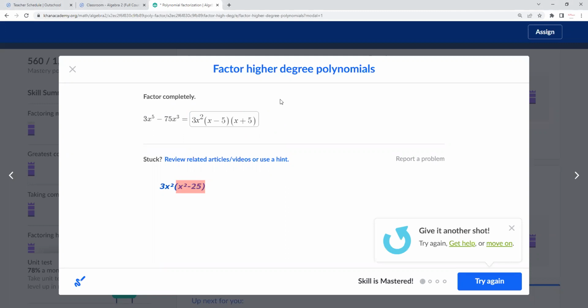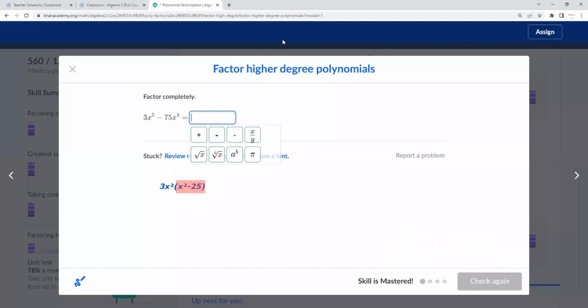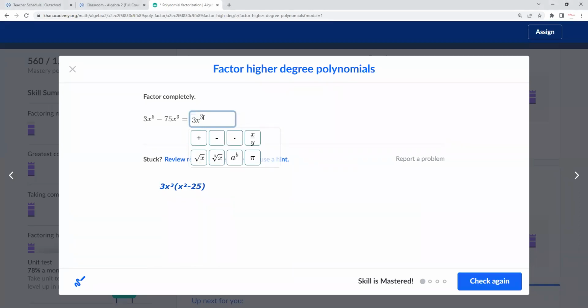I may have messed up. Okay, let's actually take a step back. I can see where I went wrong. Sorry, this is x to the third. I should have taken out an x to the third. That's what they have in common. What do I have left? x squared minus 25. So basically I took out the wrong GCF. So let me retype my answer. It was very close. That happens. x minus 5, x plus 5.